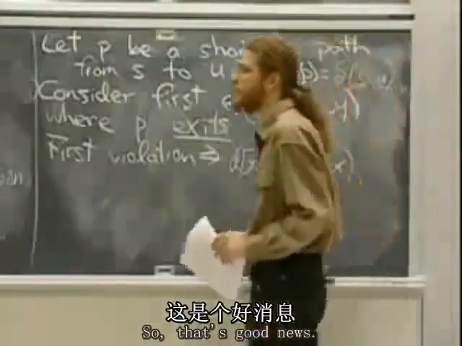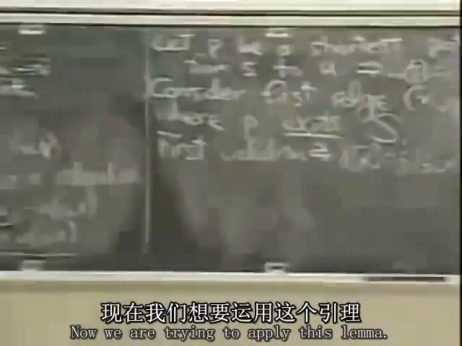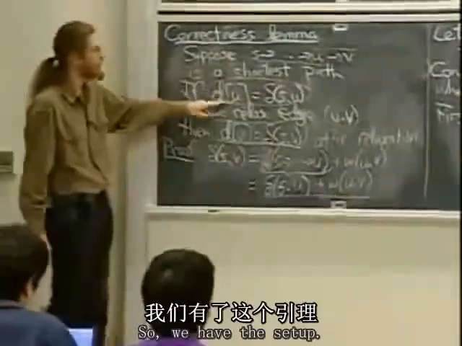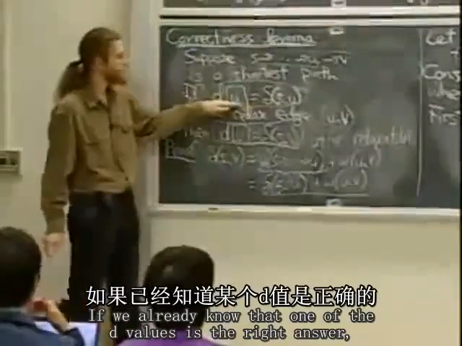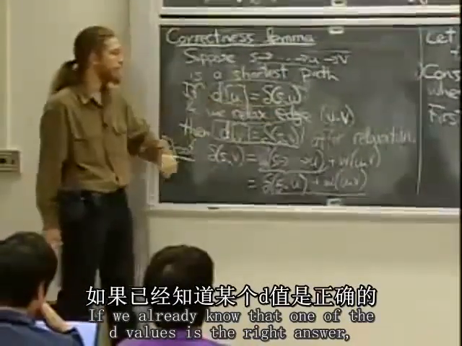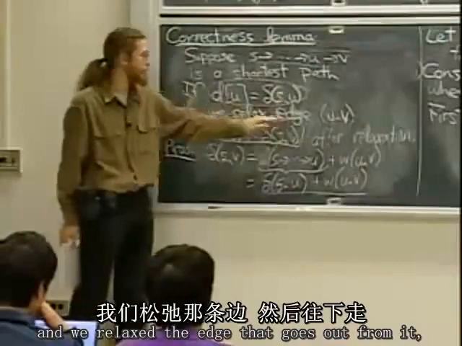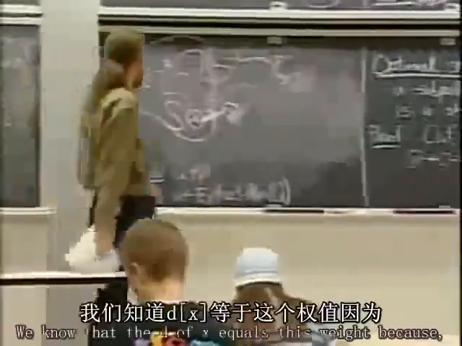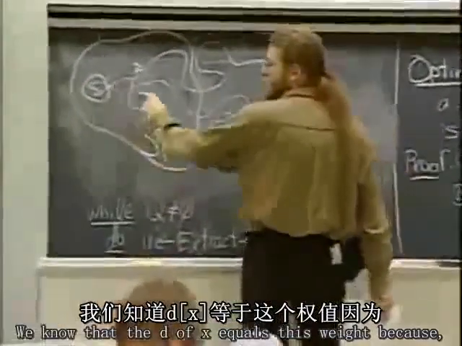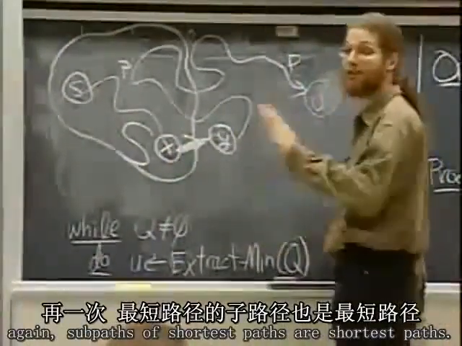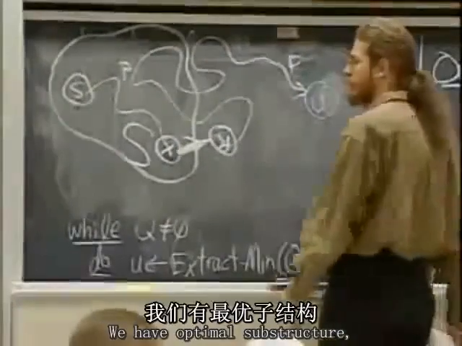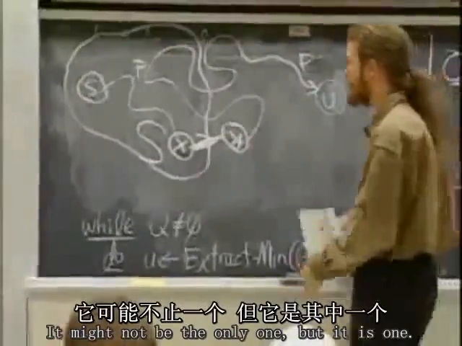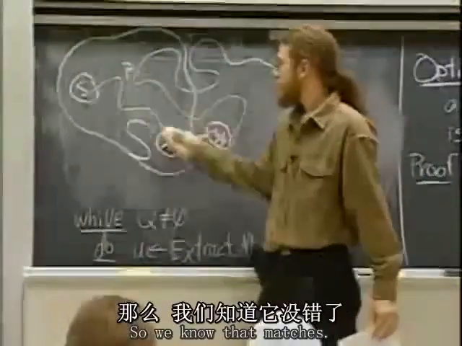So that's good news. Now we're trying to apply this lemma. It's the only thing left to do. We haven't used this lemma for anything. So we have this setup: if we already know that one of the d values is the right answer, and we relax the edge that goes out from it, then we get another right answer. So that's what I want to argue over here. We know that d of x equals this weight, because again, shortest subpaths are shortest paths. We have optimal substructure. So this is the shortest path from s to x. Might not be the only one, but it is one. So we know that matches.